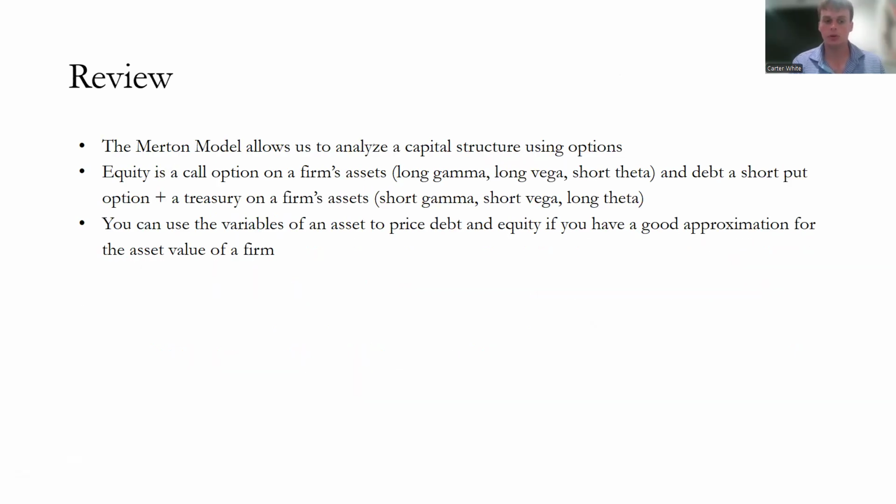And then just to review this model, while not perfect, it lives in a perfect world, but it really does help us inform how debt should be priced and how you can think of equity and why volatility benefits equity because of the limited liability structure of corporations. I think this model is really helpful for thinking about that. And just a reminder, equity is a call option on the firm's assets. So long gamma, long vol, short theta, and debt is a short put option plus a treasury. So very much short gamma, short vega, and long theta.